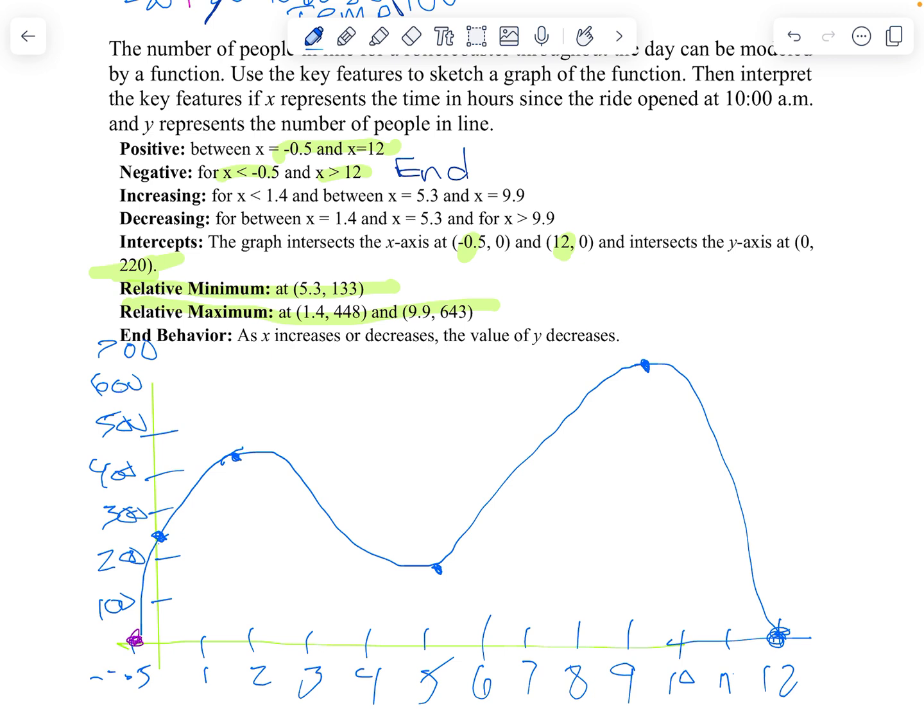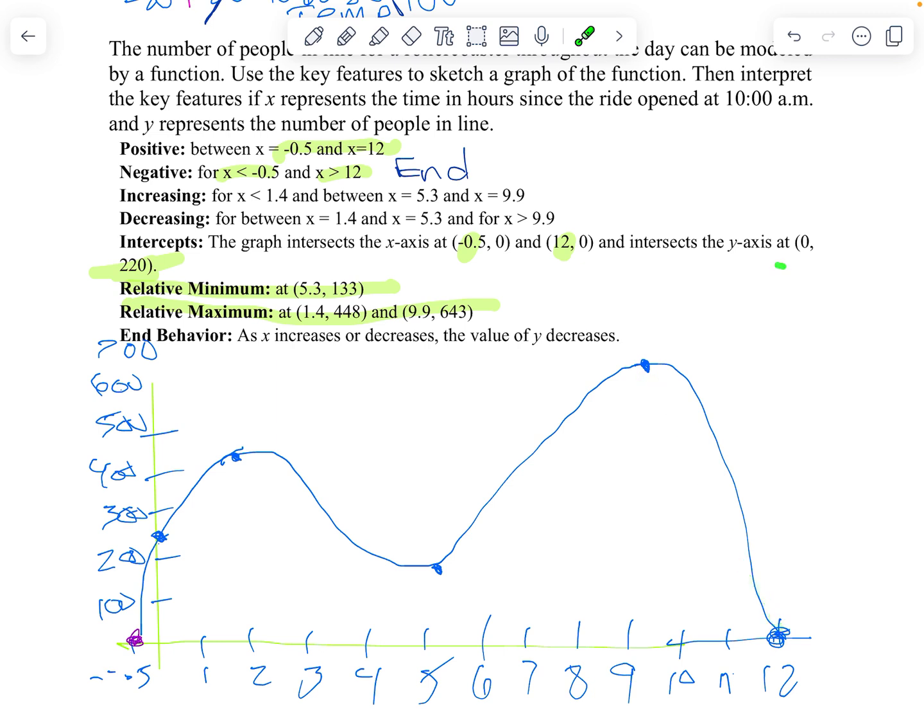And now let's go through each of our checks and make sure it makes sense. So from negative 0.5 to 12, that makes sense. It's negative less than that, but I didn't count those because you can't have a negative number of people. It's increasing up to 1.4. That looks good. And it's also increasing from 5.3 to 9.9. That's good. It's decreasing from 1.4 to 5.3, and then after 9.9, it's going down.